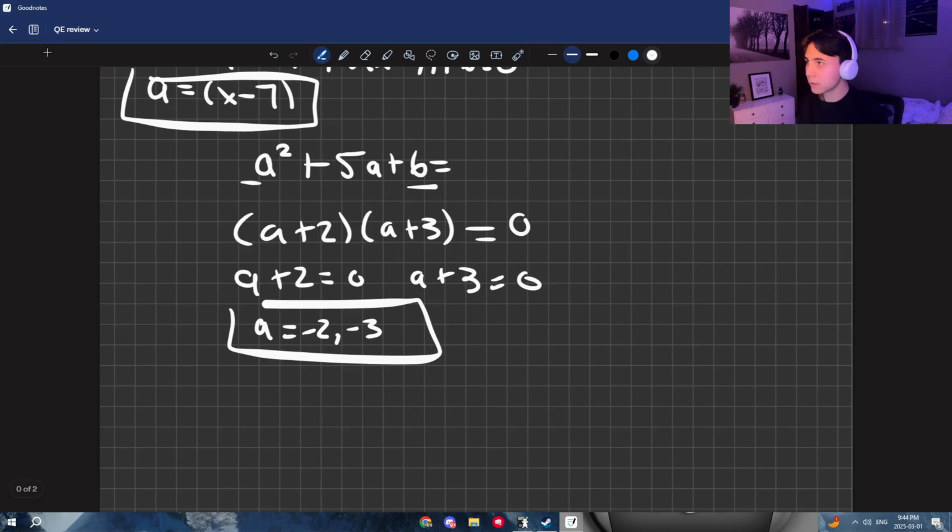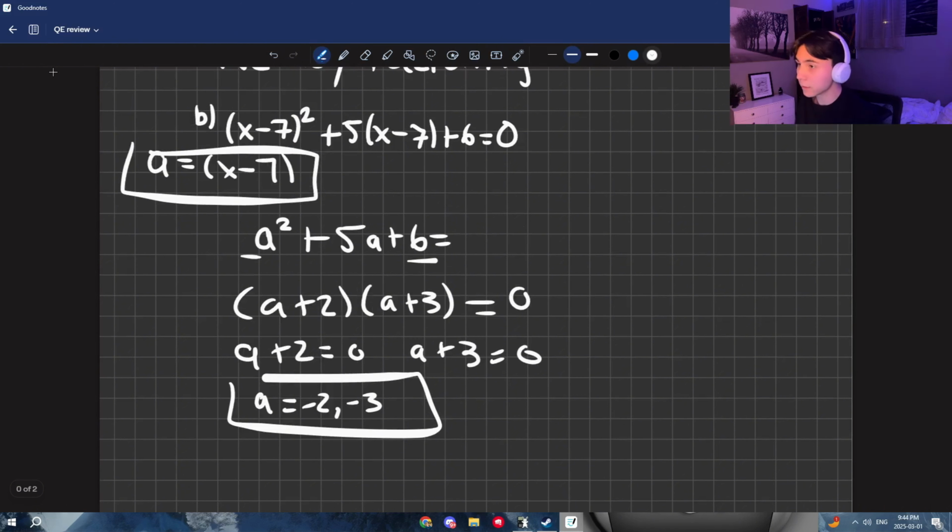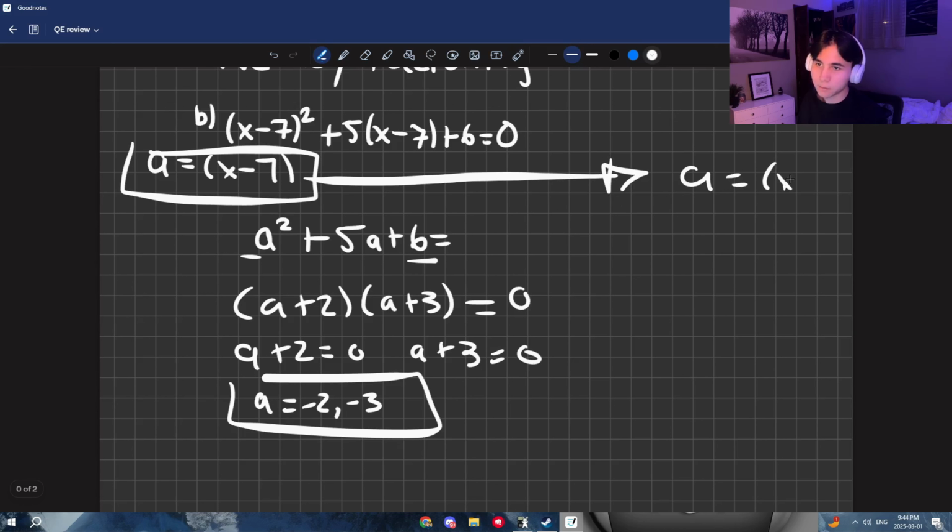And now we're not done here. Since we set a variable equal to x minus 7, we now have what the variable is equal to: -2 and -3. So now we can move back to this original equation we put, which is a is equal to x minus 7. And since we got our values for a as -2 and -3, we're just going to plug them in. So we have -2 is equal to x minus 7, and we have -3 is equal to x minus 7.